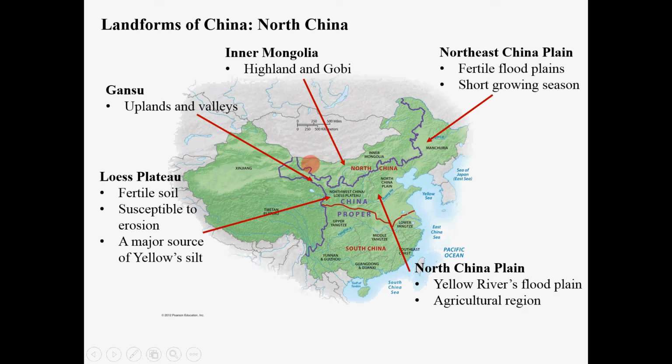Gansu is a province of China. Here you have a highland, and then you have high mountains. In between is the long, narrow passageway, a corridor. This corridor connects East China with Northwest China. During historical times, this is a strategically important passageway.